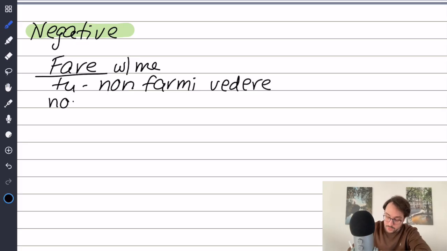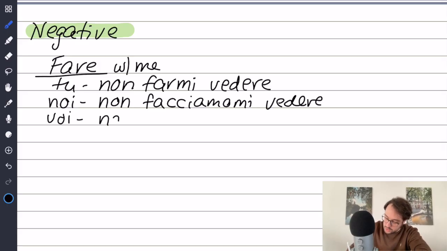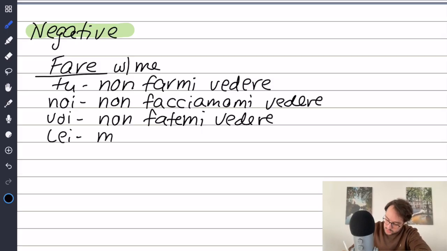With the noi, keep the verb conjugated, like we always do. Non facciamo, even though I don't like the way it sounds, see? I also want to say ci. Non facciamo mi vedere. Like, let's not let me see, is what that means. Voi non fate mi vedere. Guys, don't let me see. And the lei is going to be non mi faccia vedere.